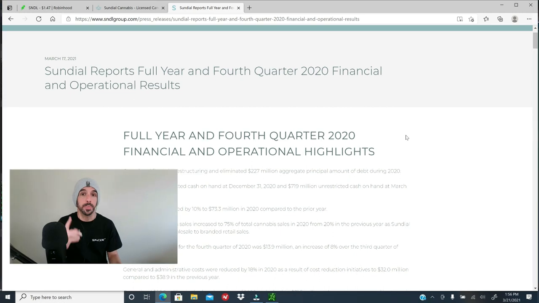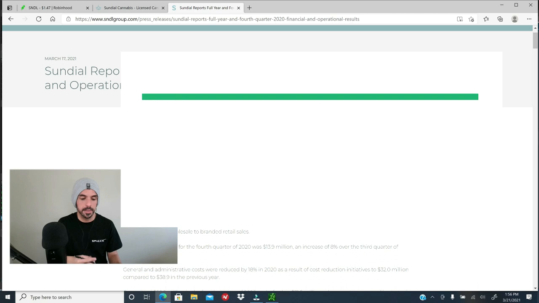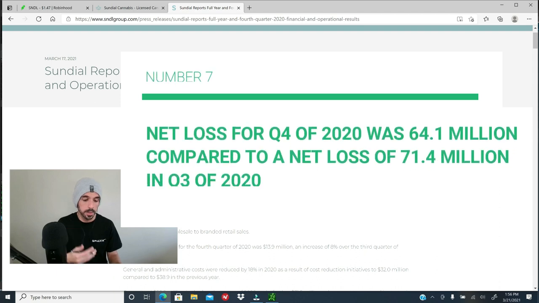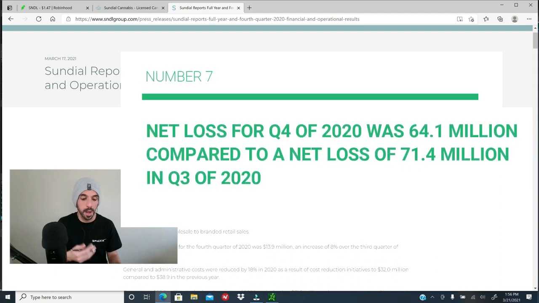Okay, and number seven, guys, and here comes the ugly. Net loss, which is a critical aspect of any business. So the net loss for Sundial Growers in Q4 of 2020 was $64.1 million compared to a net loss of $71.4 million in Q3 of 2020, okay?